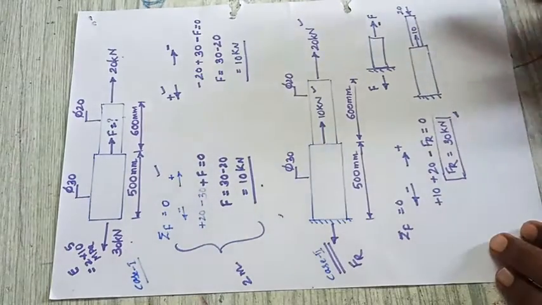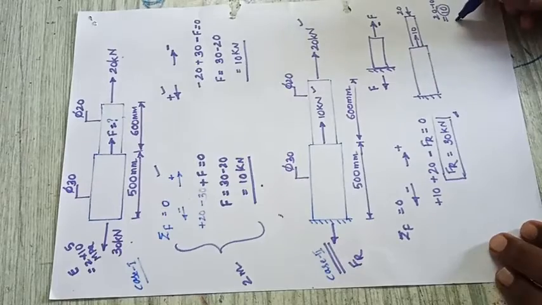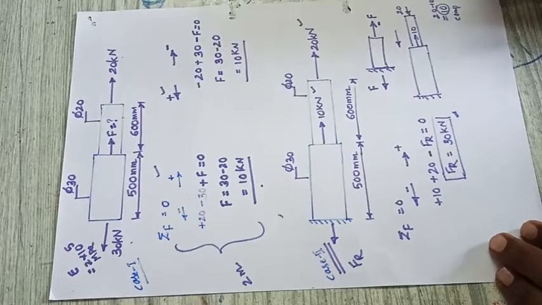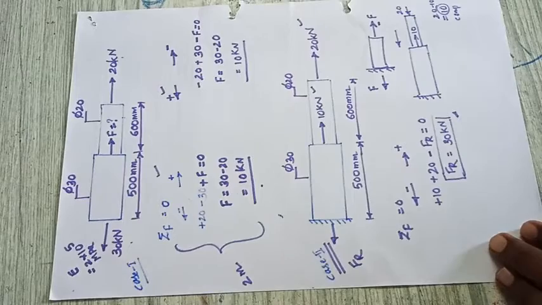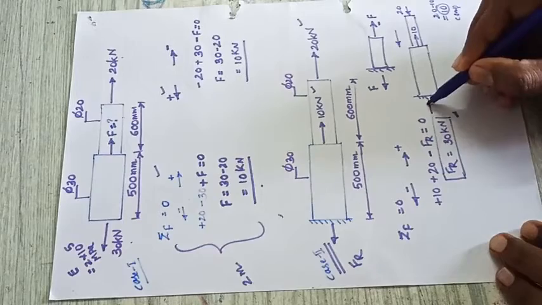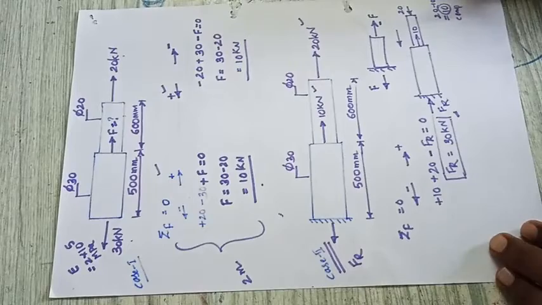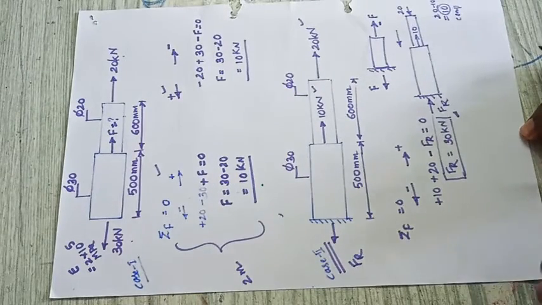So if I take the summation of this, 20 minus 10 means 10. It is a compressive load. Compressive load means this 10 is acting in the left direction. Then what about the direction of the reaction force? Opposite to this, it is acting in this direction. The magnitude is the same, but it is acting in the reverse direction. In this way we are solving the problems.